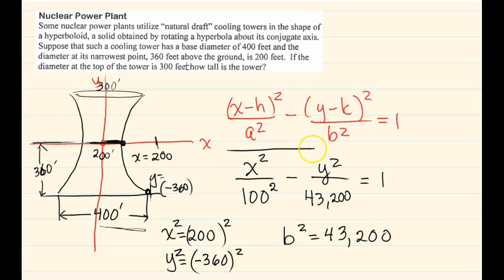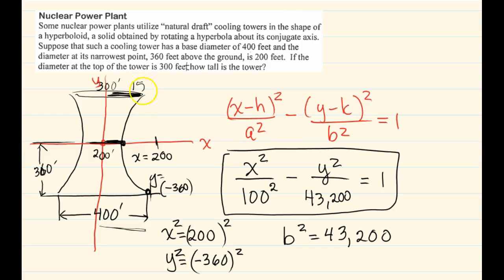Now that we have our equation, we can find out what our height is. What we do know is that our x value would be 150. That's going to be our radius at the top. So we would let x equal 150 feet in our equation, and then we would solve for y. That will give me the height of my tower. So I'm going to stop it right here. This concludes this video.